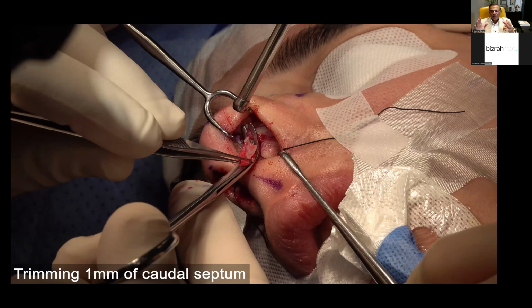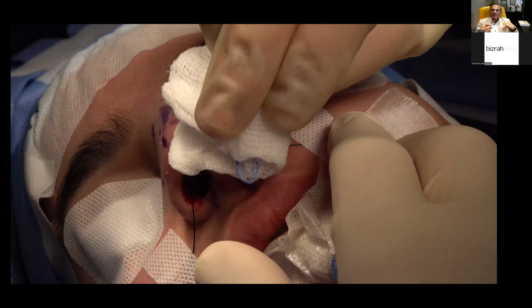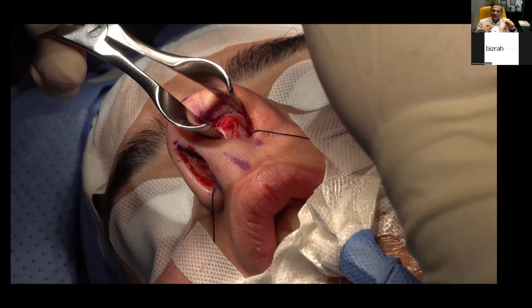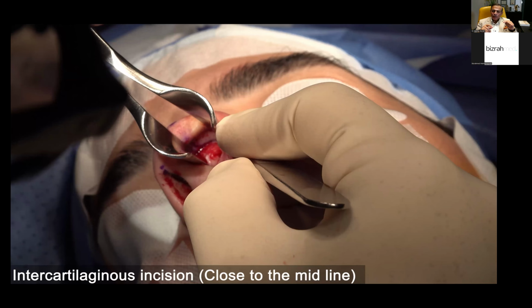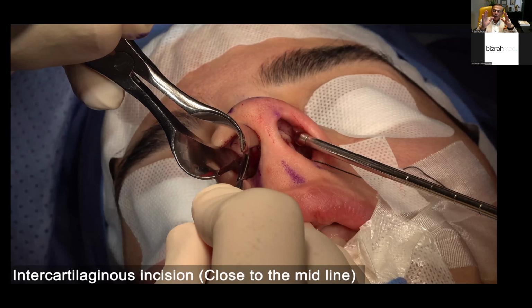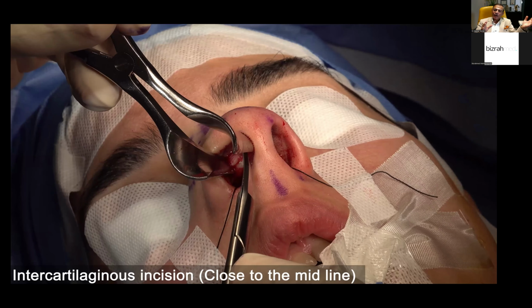Because as I said, one of the etiological factors of the droopy tip is the long elongated caudal septum. So we have to trim this long elongated caudal septum in order to allow rotation. If you miss any of these etiological factors, then you get an unsatisfactory result and failure of the procedure.